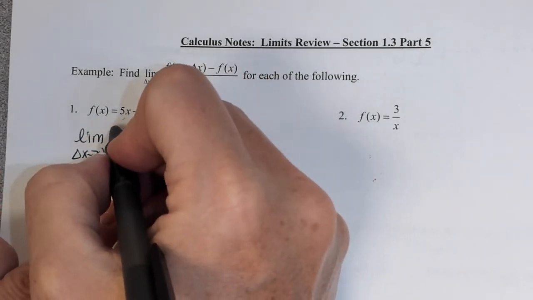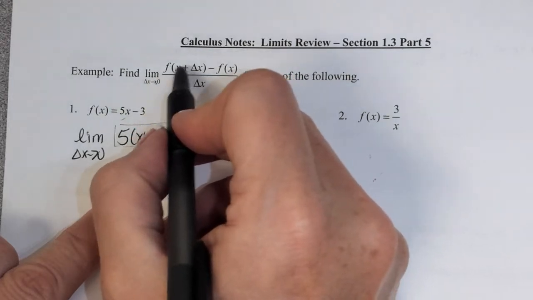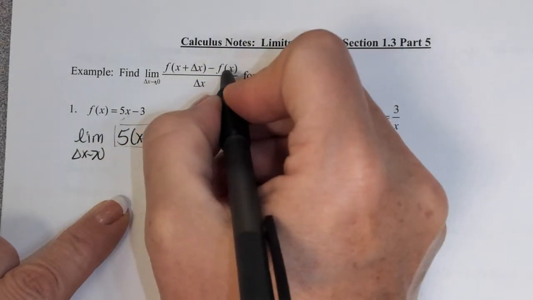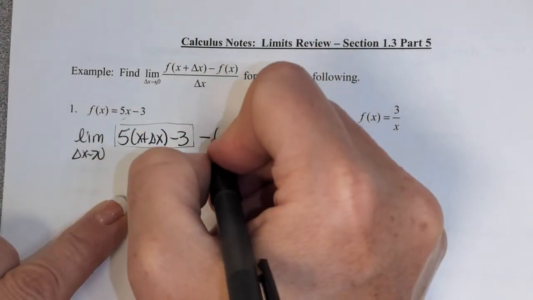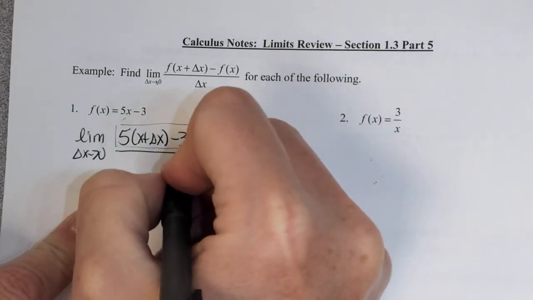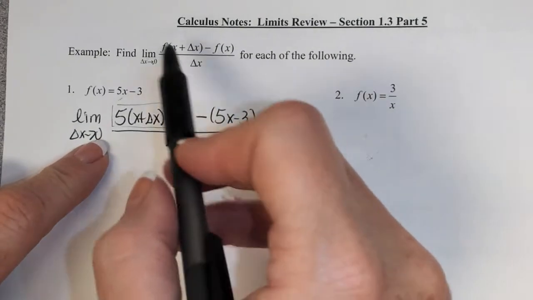All of what I just wrote here is just this part. Now I have to do minus f of x. So I have to look down here and see what is f of x. And it's 5x minus 3, all over delta x.